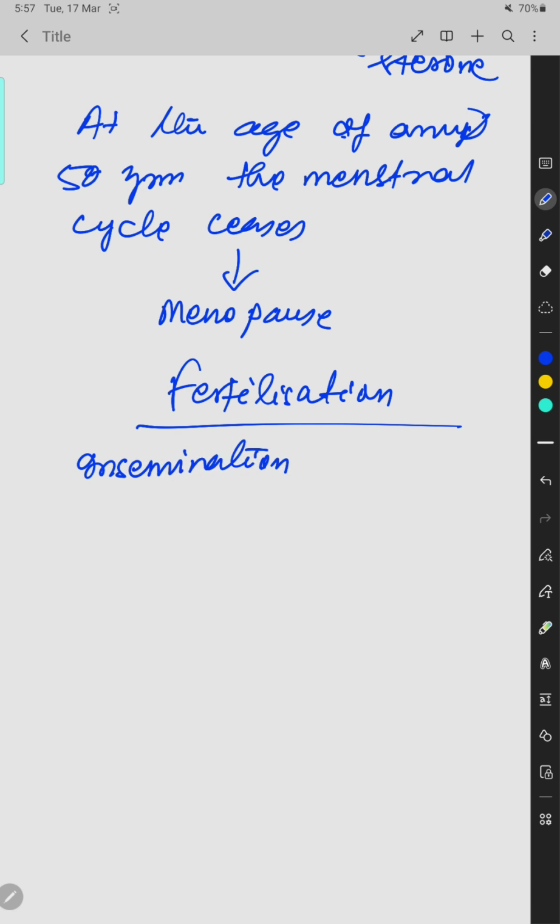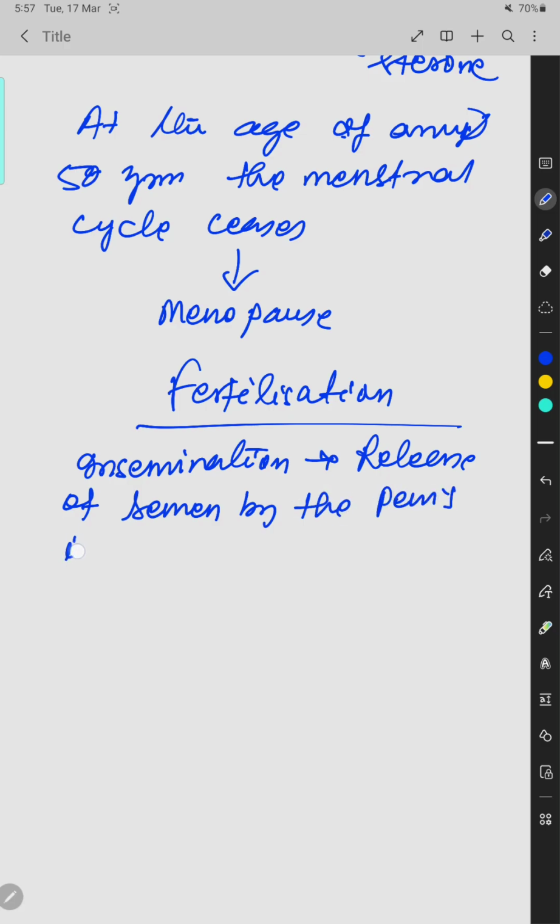So what is insemination? Insemination means release of semen by the penis into the vagina.